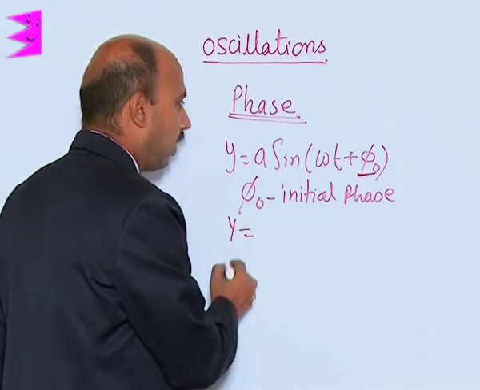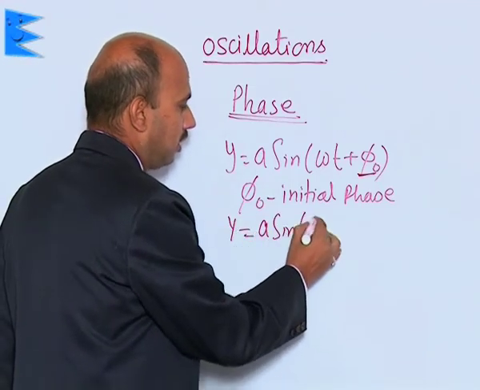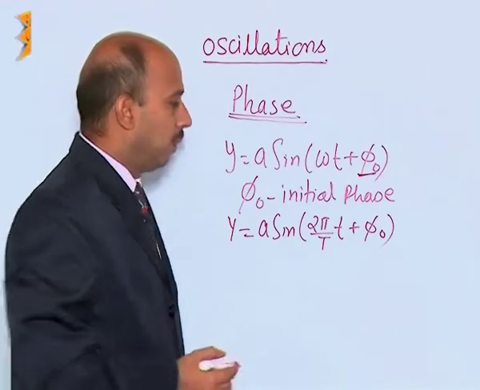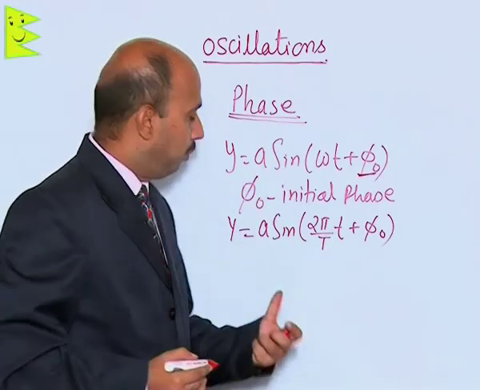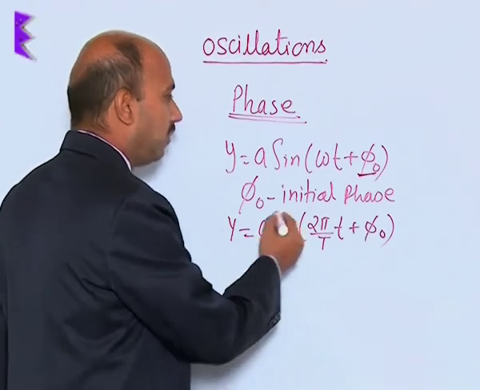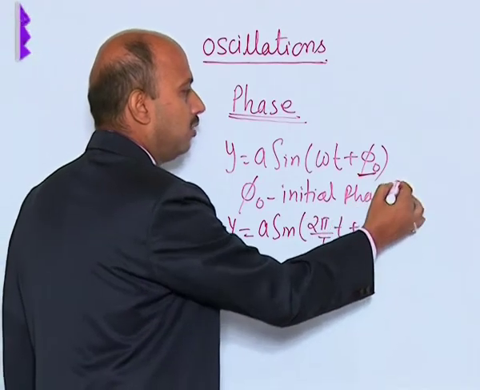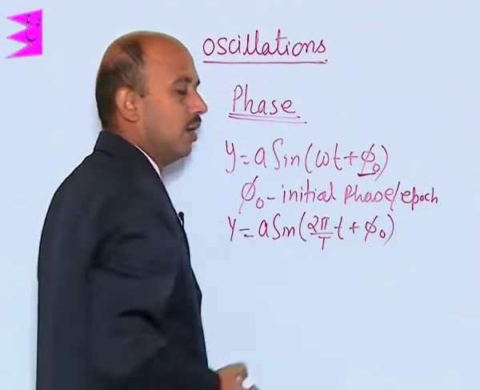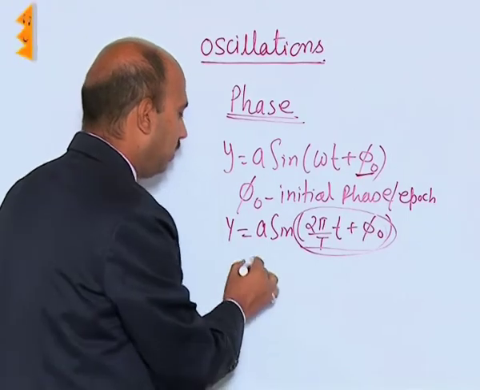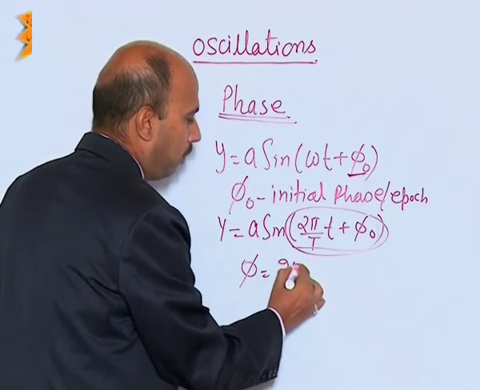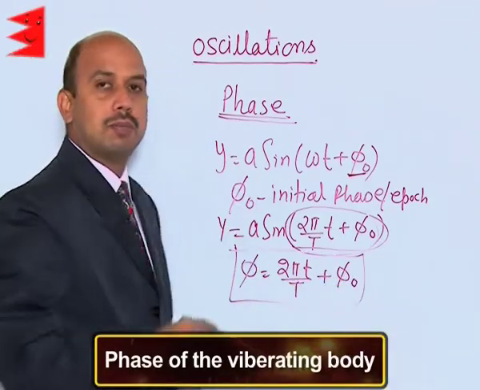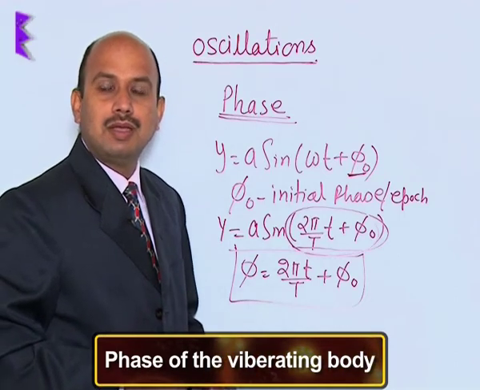Here also we can write y is equal to a sine (2 pi upon T into t plus phi naught). By putting the values of t, we can get the position of the particle at any instant. So, phi naught is also known as the initial phase, or it is called the epoch. Both names are given for the initial phase, and this part is the argument of the sine. So, this phi is equal to 2 pi t upon capital T plus phi naught. This is known as the phase of the vibrating body.